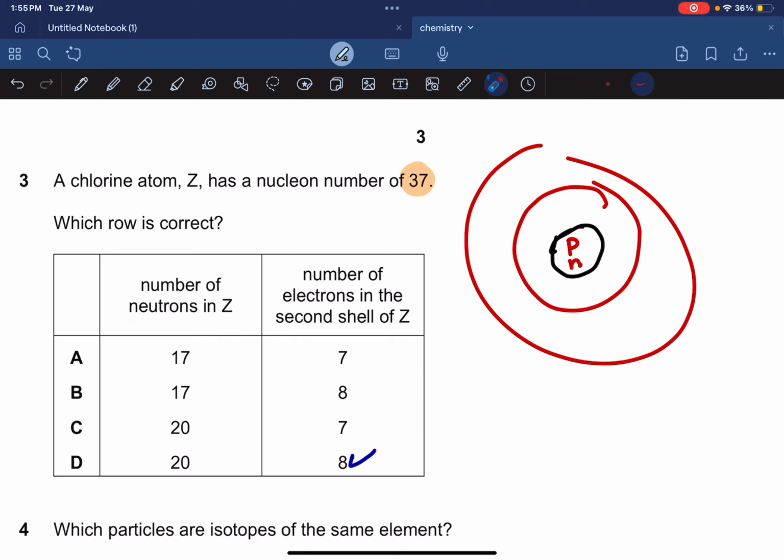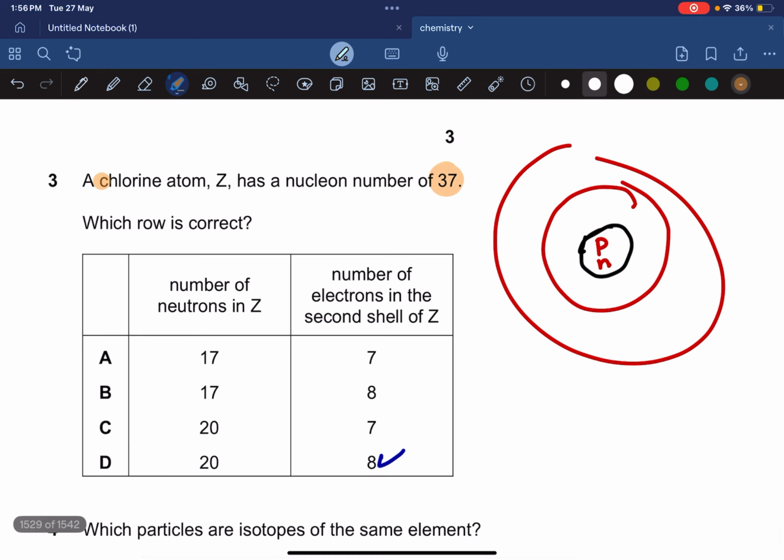The number of neutrons is obviously going to be the total number minus the number of protons. So we're dealing with a chlorine atom. Always remember that the proton number of an atom can never change. It's the identity of that atom, unless you have alpha or beta emissions. That's nuclear physics, not chemistry.